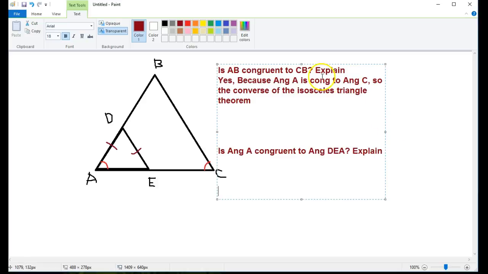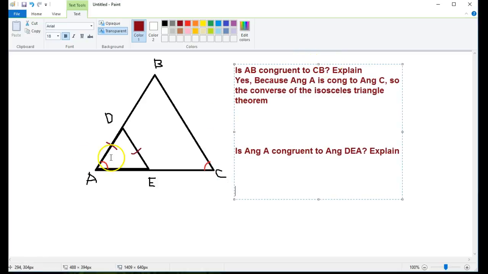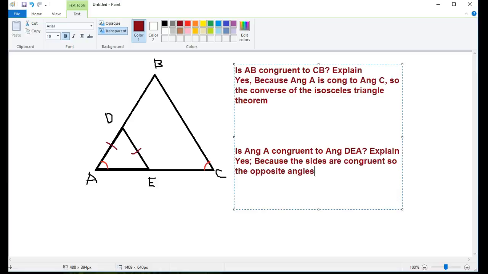And then down here, is angle A going to be congruent to angle DEA? Is this angle here also the same as this angle here? Well, we have in this triangle sides being congruent. So since the sides are congruent, the opposite angles are congruent. So again, we have yes, because the sides are congruent, so the opposite angles must be congruent.